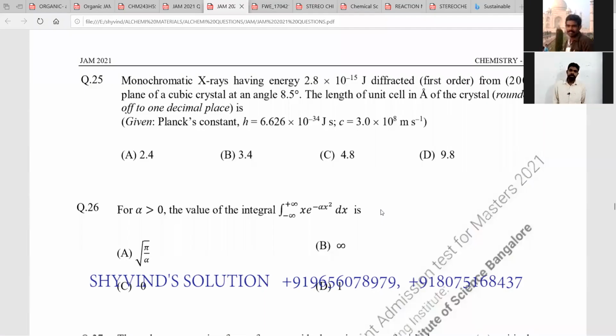Question number 25. Monochromatic X-ray having energy 2.8 into 10 raised to minus 15 joule diffracted first order from 200 plane of a cubic crystal at an angle of 8.5 degree. The length of unit cell in angstrom of the crystal is. This is the question. So now let's see how to do this question.